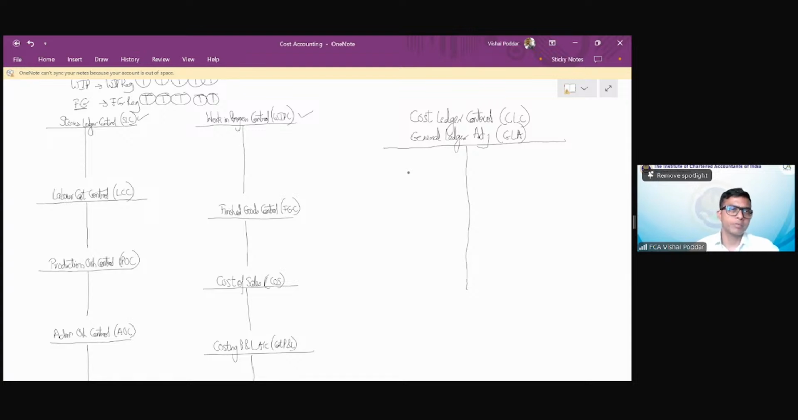If they have given any specific name in the question, you will take that name. Otherwise, you can take any of these names. So it is cost ledger control. It is general ledger adjustment. Keep in mind what this represents.